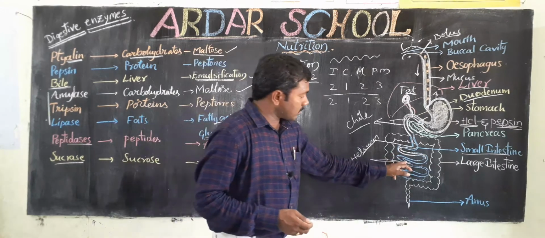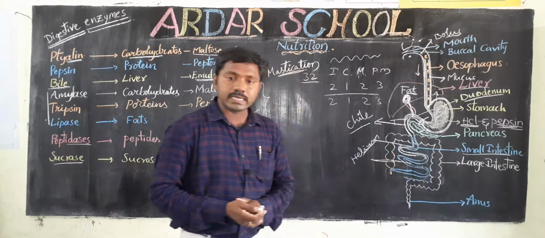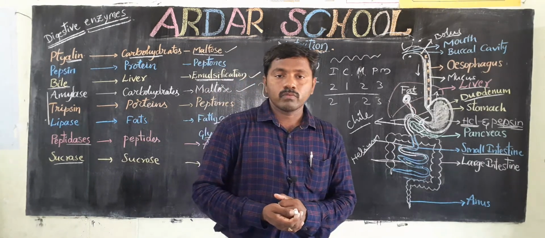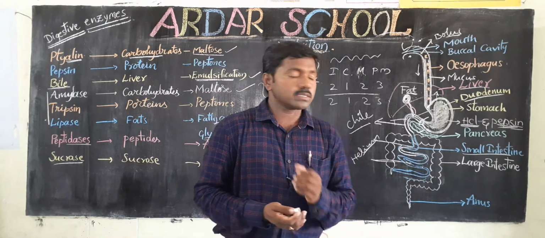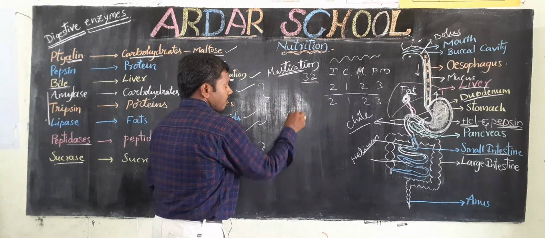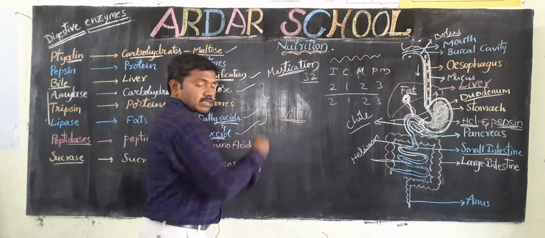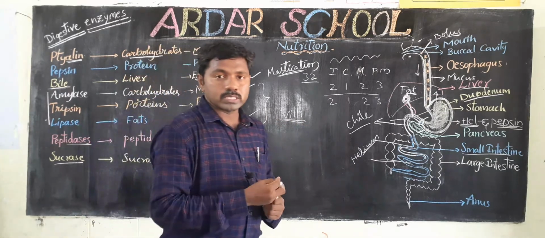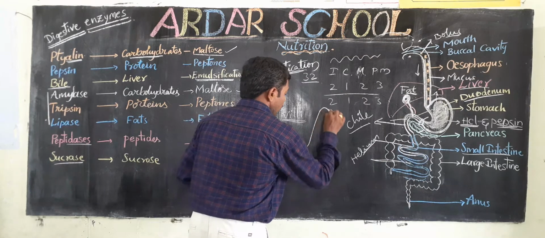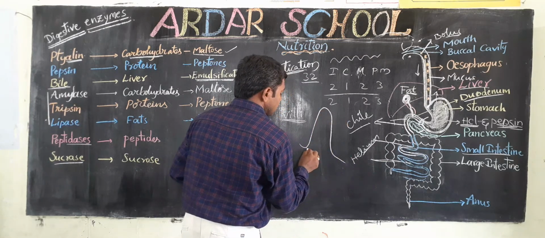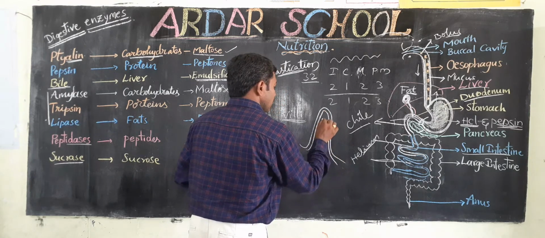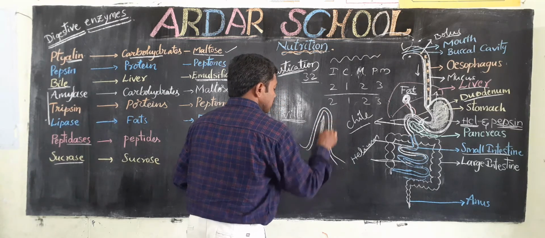If you observe the inner wall of the small intestine, some finger-like projections are there. What are the finger-like projections? They are called villi. If you observe the villi like this, these are the arteries, blood vessels. They also have some lymph vessels.